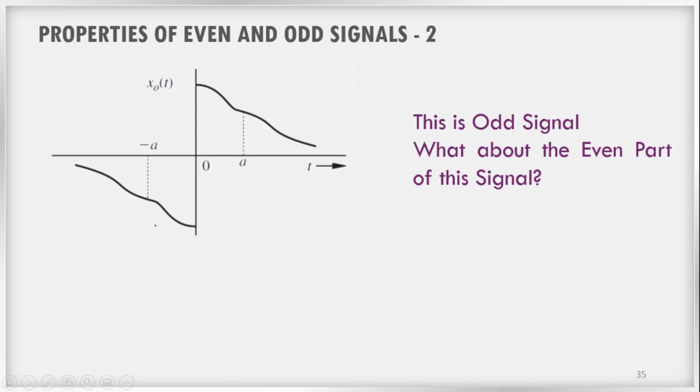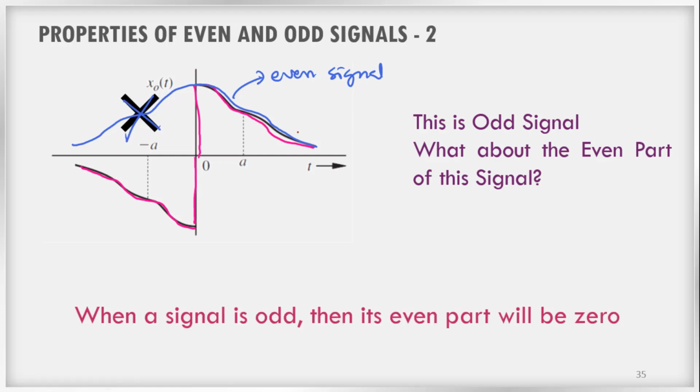Now let us go to the odd signal case. Here we have an odd signal. It is already an odd signal because we can see that it has a vertical anti-symmetry. Actually this would be an even signal if the shape of the signal is like this. We have seen in the previous property that if the shape of the signal is like this, then this blue color is an even signal. But this pink color signal is already an odd signal. Because of that reason, we can say that it does not have an even part. So when the signal is odd, its even part will be 0.